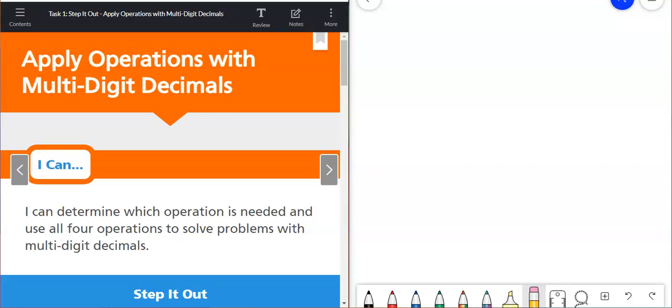Hey, this is Step It Out of Module 4, Lesson 5. This is Apply Operations with Multi-Digit Decimals. You can find this on your online math text, or if you go to page 127 in your math book, you can find it there.